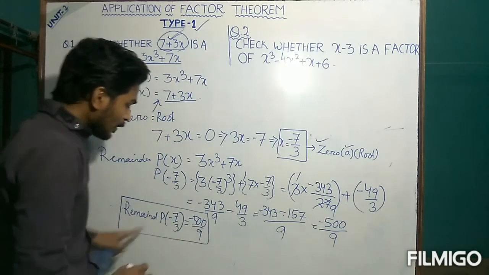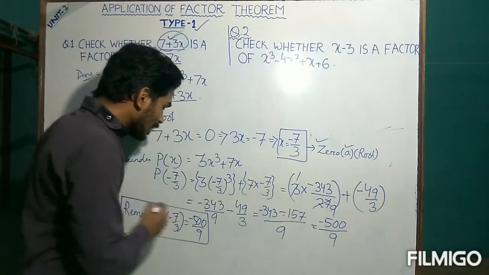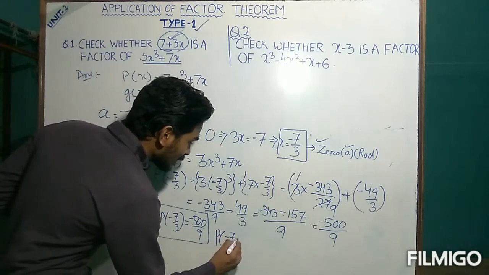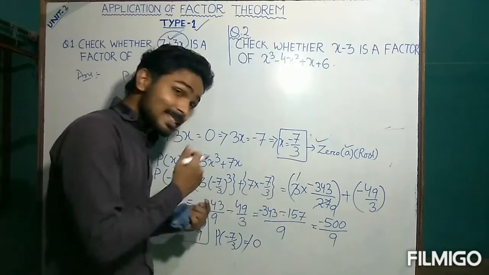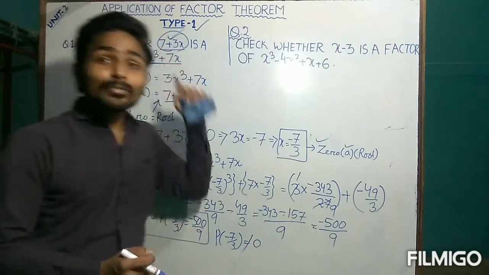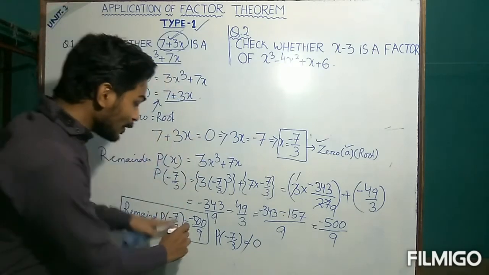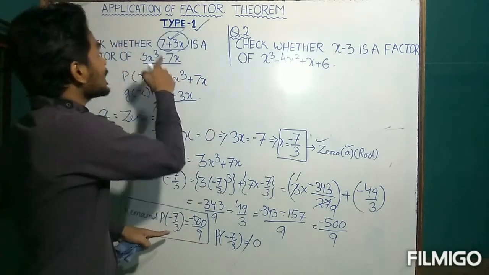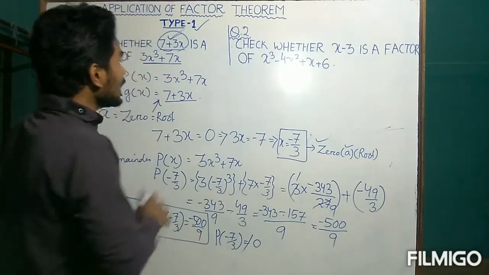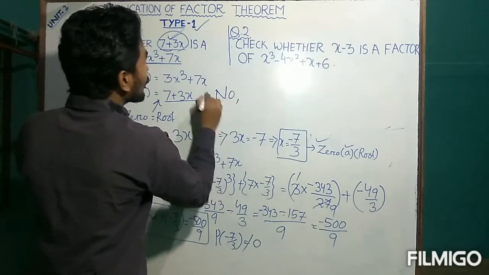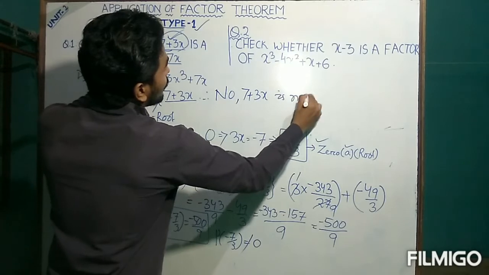Okay. So did we get the value of the remainder to be 0? No, we didn't get p of minus 7 by 3 to be 0. That's why we can say no, this is not a factor of this polynomial. If we could show it to be 0, then we could say yes, it is a factor. But here we didn't get 0 as a remainder. Then we can say no, 7 plus 3x is not a factor.